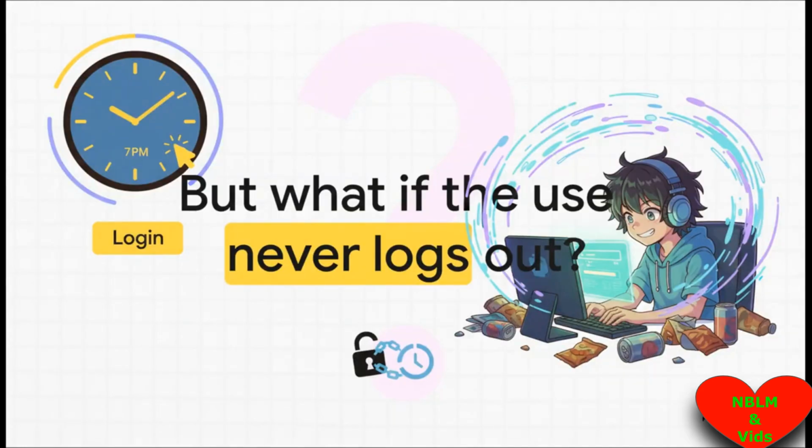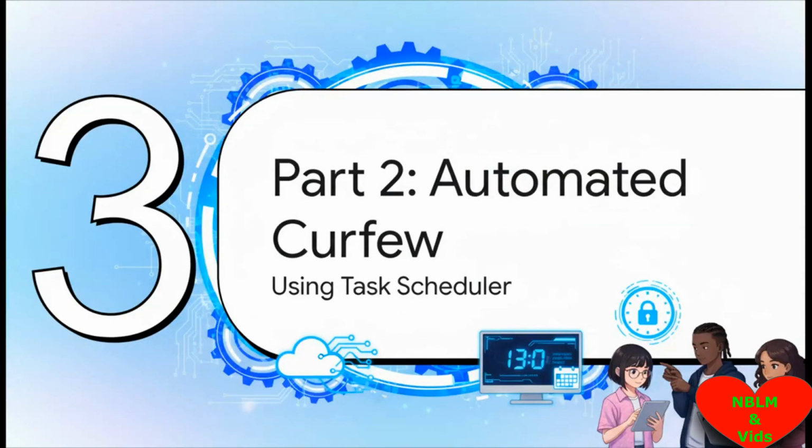But hang on a second, there's a huge loophole here, isn't there? This system is great at preventing someone from logging in outside the allowed times. But what if they log in at 6:59 p.m. and then just never log out? They could stay on the computer all night long. And that brings us to the brilliant Part 2. This is where we slam that loophole shut with what I like to call the automated curfew.